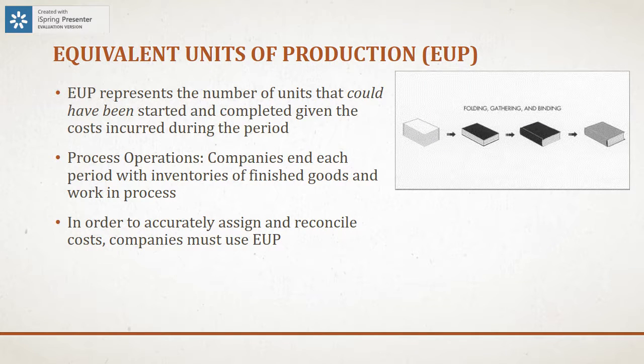Equivalent units of production is a crucial element in the costing process. Equivalent units of production represents the number of units that could have been started and completed given the costs incurred during the period. In process operations, companies end each period with inventories of finished goods and work in process. In order to accurately assign and reconcile costs, companies must use equivalent units of production.